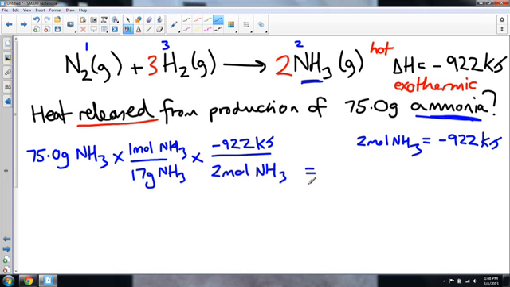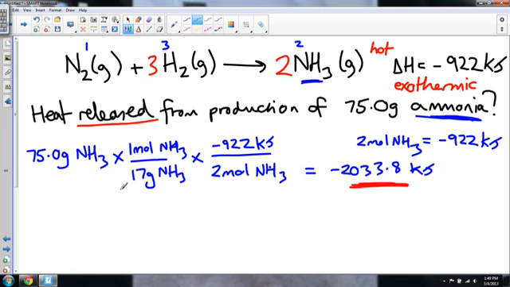So 75.0 grams divided by 17 gives us that, times negative 922 divided by that, gives us an answer of negative. Now remember, you've got a positive number and a negative number. Your answer's got to be negative. If it's not, you've screwed up somewhere. And it's going to be quite a big number because 922 is a big number itself. Negative 2033.8 kilojoules. So what that means is, 2033.8 kilojoules of energy is given out.